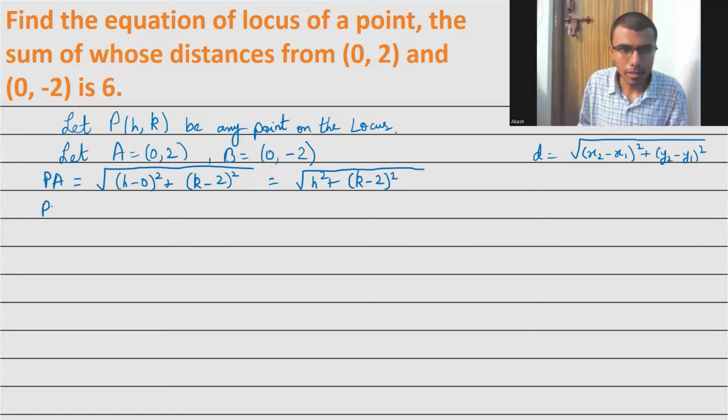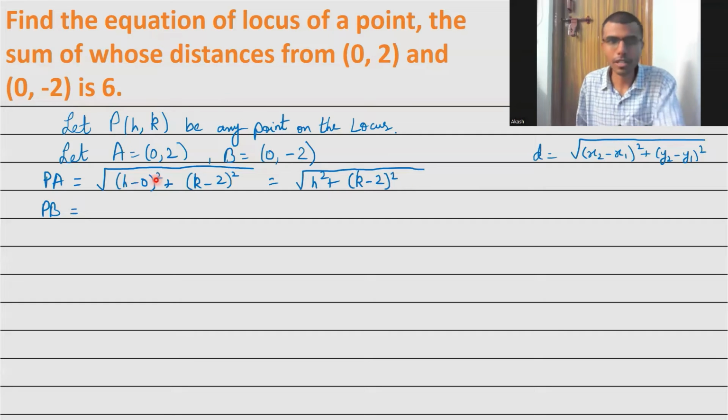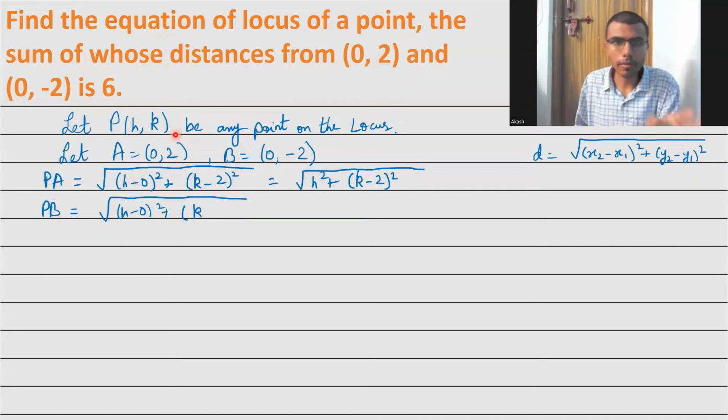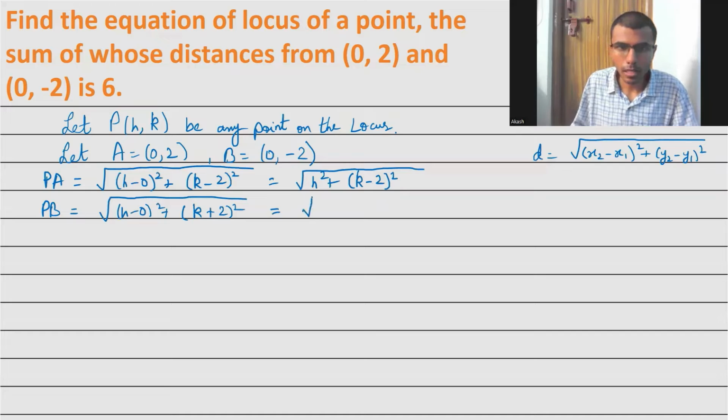Now similarly, I'm going to find PB. For PB, same again, I'm going to take my h comma k as x2 y2 and this one as x1 y1, and I'm going to apply the formula. So I'd get under root of h minus 0 whole square plus k minus of minus 2. Okay, so it's going to be k plus 2 whole square. So this is nothing but under root of h square plus k plus 2 whole square.